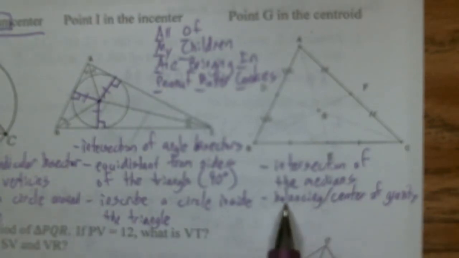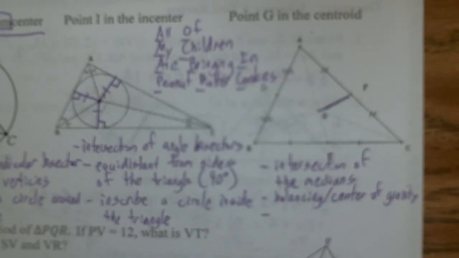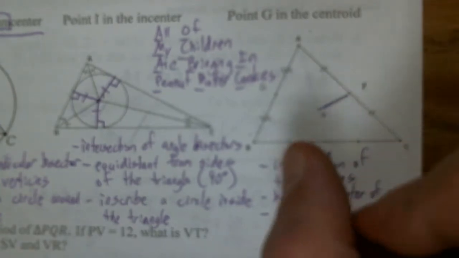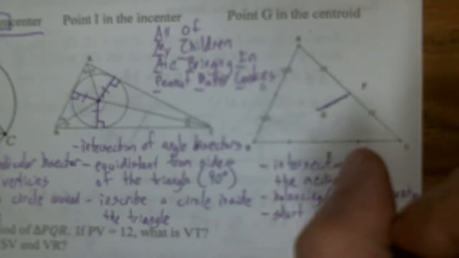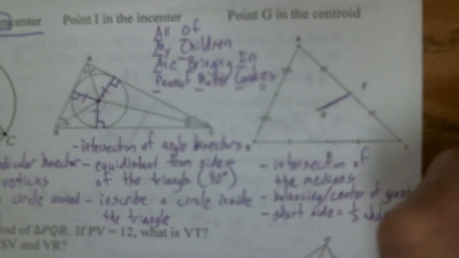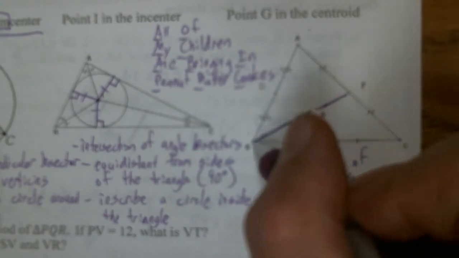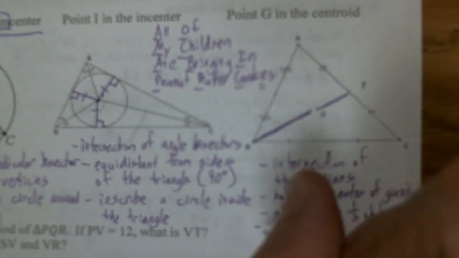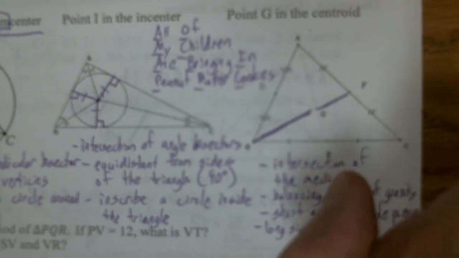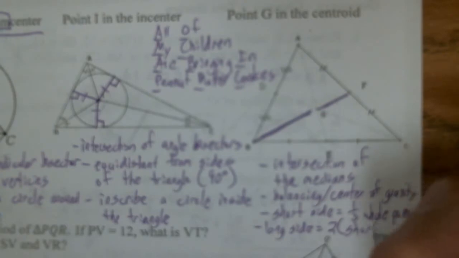Anyway, this is the balancing center of gravity spot on my triangle. The other thing that we said about the median is this short piece is 1/3 of the whole length. So I'll write short side equals 1/3 of the whole length. The other thing I can say is that the long piece is double the short side. So long side is equal to 2 times the short side.